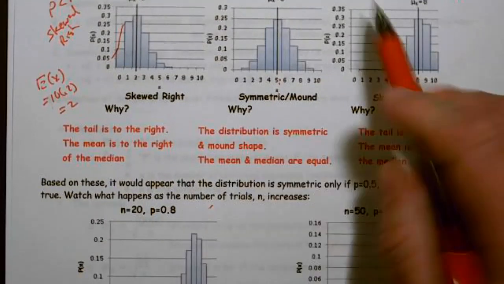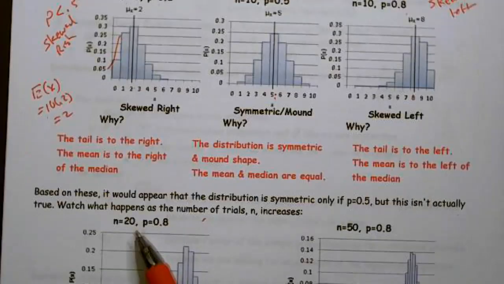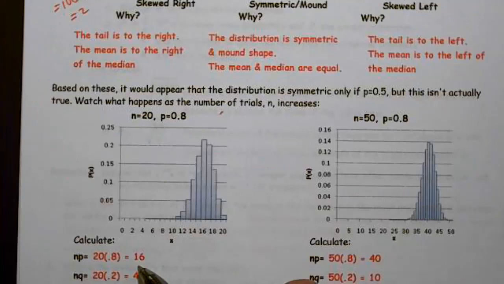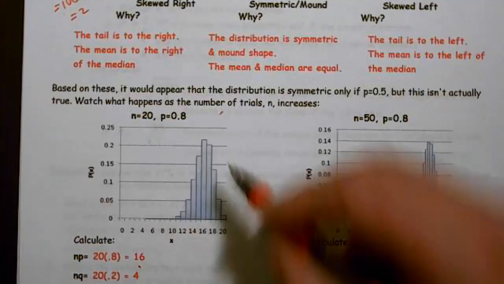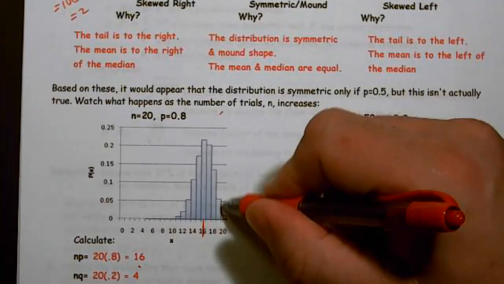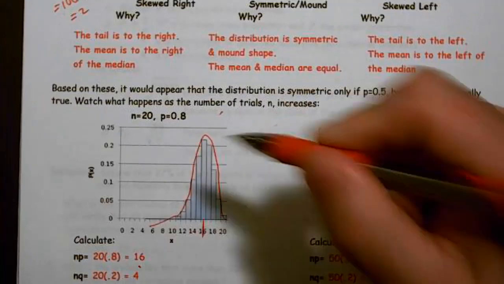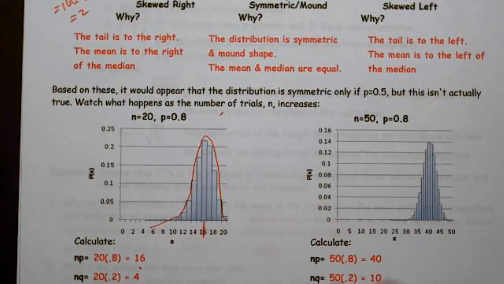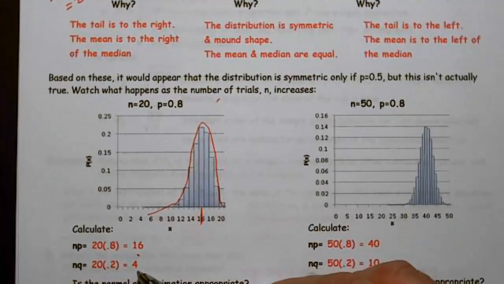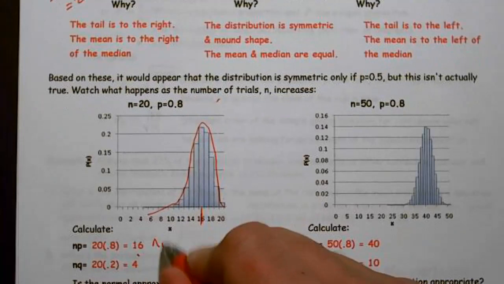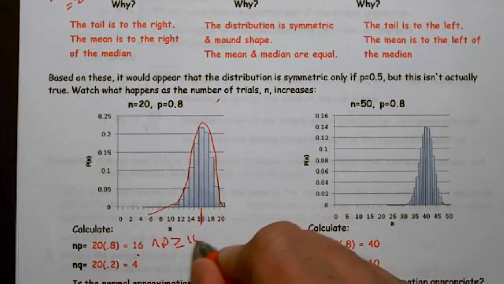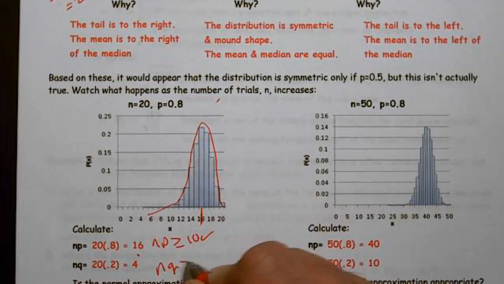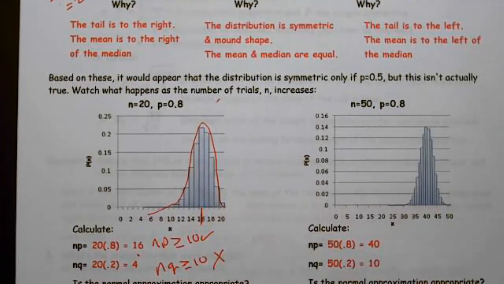So I'm going to increase my sample size. Up here we had a sample size of 10, but I'm going to increase it to 20. And I'm going to use the 0.8, which is skewed left. Well, if I do that, I go 20 times 0.8 and I get 16. So we're centered here at 16, but I can still say this still has some skewness. And my failures, 20 times 0.2, is 4. So this satisfied np greater than or equal to 10, but nq greater than or equal to 10 was not satisfied.